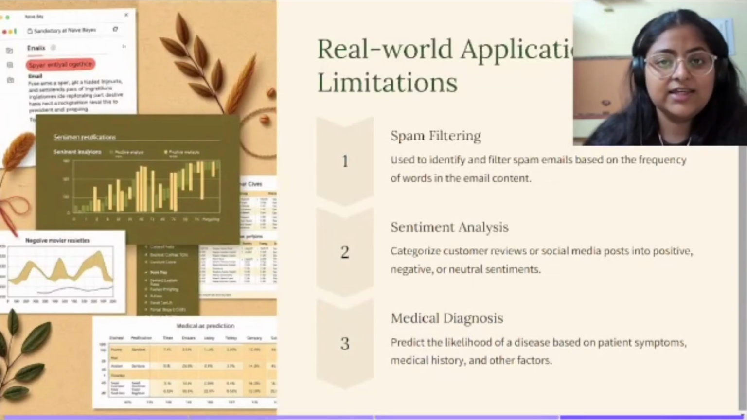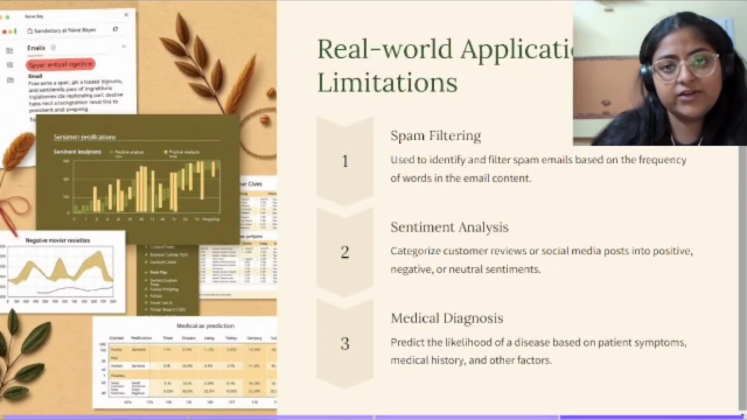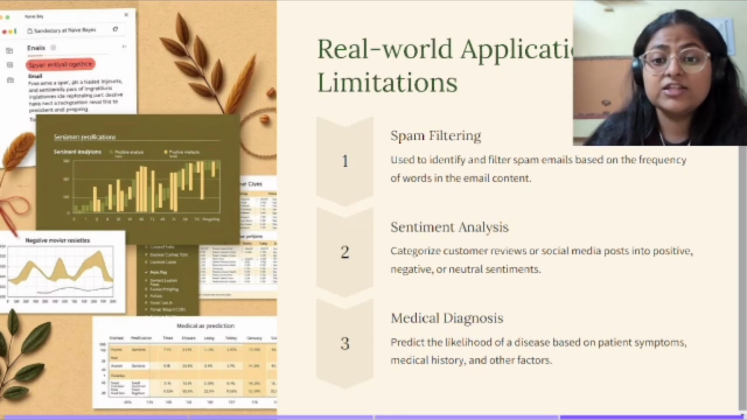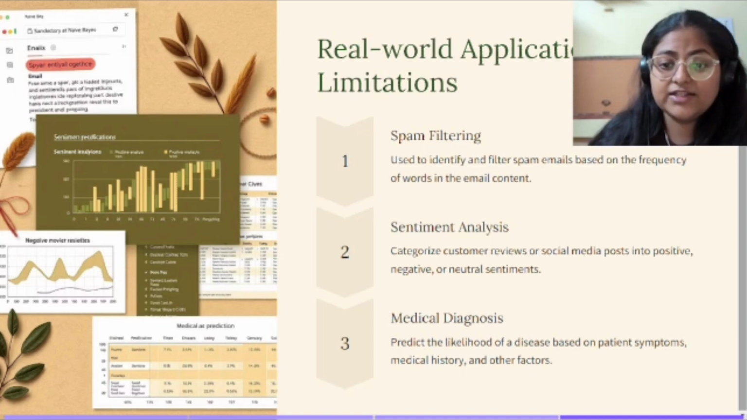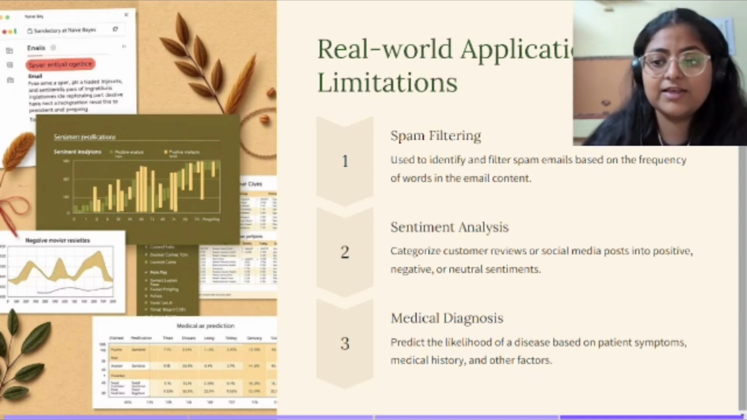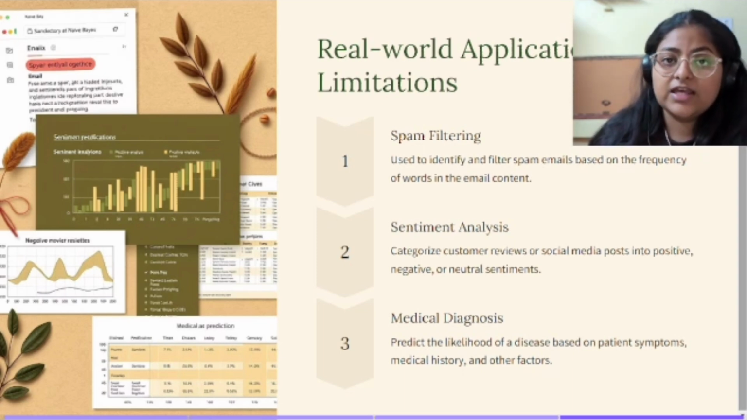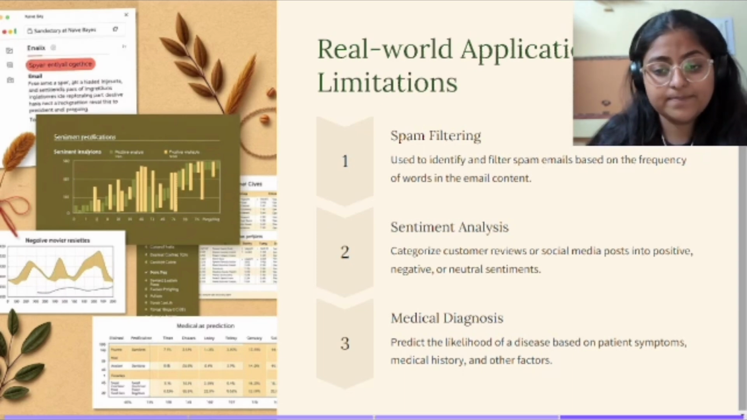Now let's see some real world applications before seeing the code snippet. First is spam filtering. Naive Bayes algorithms are used for spam filtering. That means to identify and filter spam emails based on the frequency of words in the email contents. As you have seen in your day-to-day life, many emails are spam because every email ID is exposed out there. So a large number of spam emails have been collected, and Naive Bayes classification helps us to filter the spam.